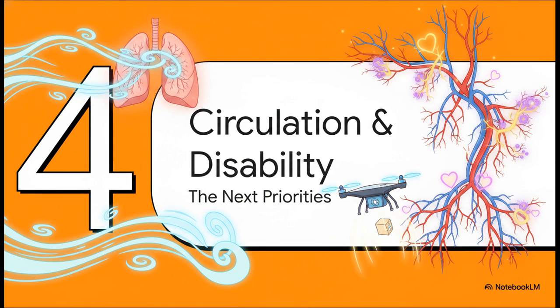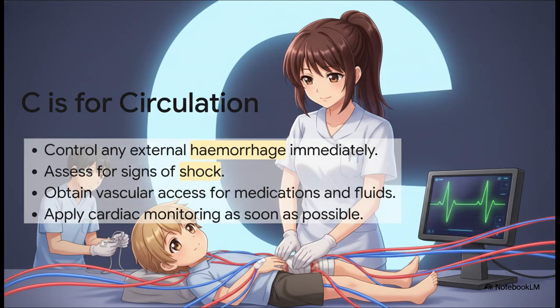The next priority is making sure the body's delivery system is actually working. That brings us to circulation and disability. C is for circulation. The question here, is blood getting where it needs to go? The absolute #1 priority is to stop any major external bleeding right away.